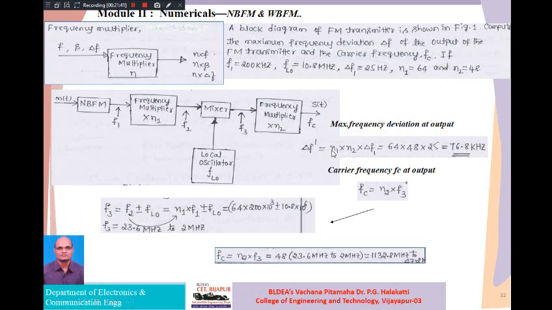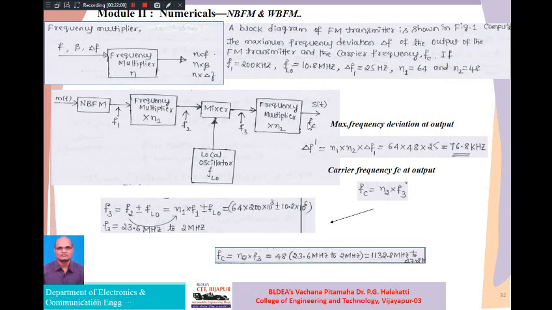So simple formula, generalized version for the frequency deviation is simply you multiply all the multiplying factors of the multipliers by the delta F1. So next one he has asked is a carrier frequency FC at the output, that is given by FC equal to N2 times F3.